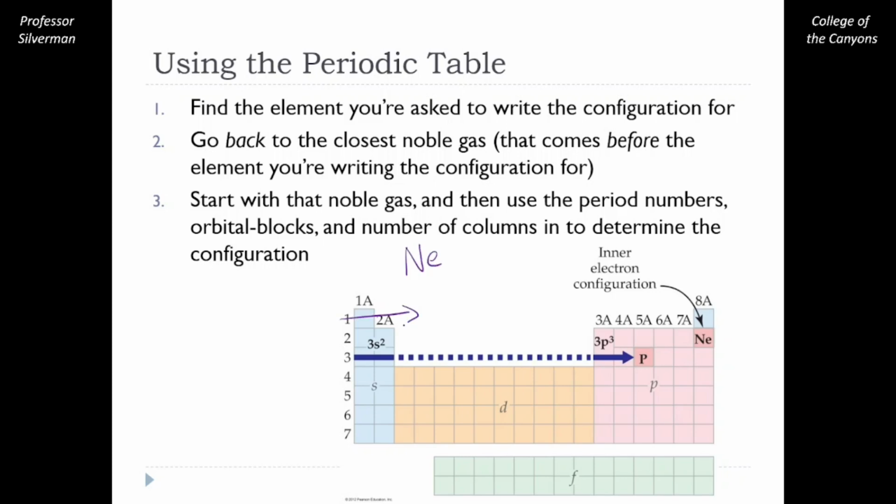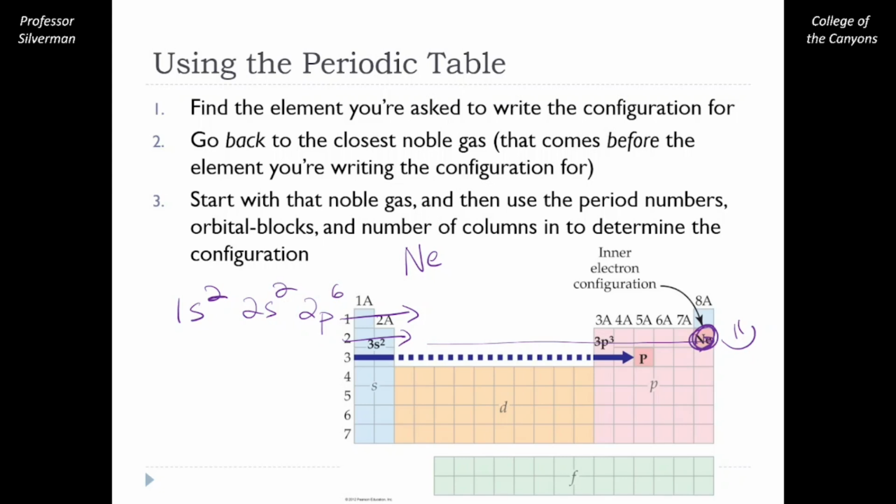we have to travel through the 1s, and we have to travel through 2 boxes. We have to travel through the 2s, and we have to travel through 2 boxes. We have to travel through the 2p, and we travel through all 6 boxes, and then we get to our destination and we're done. Neon is 1s2, 2s2, 2p6.